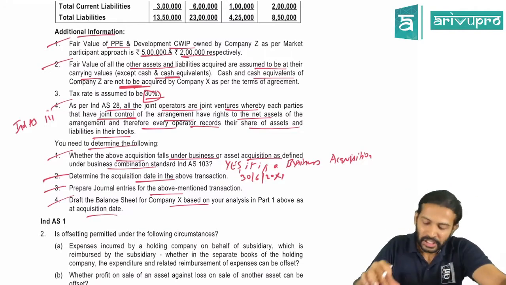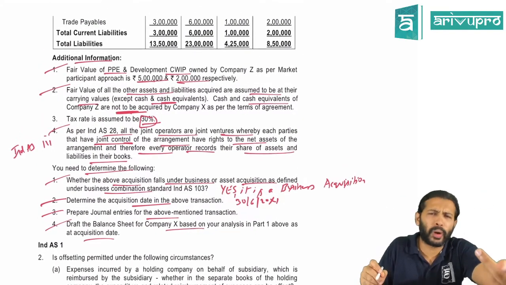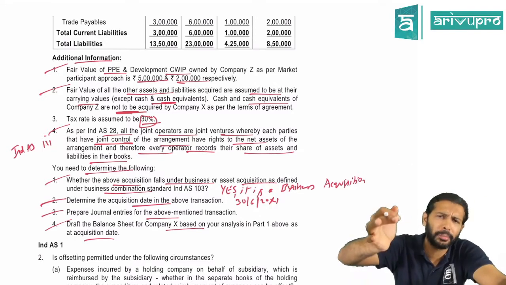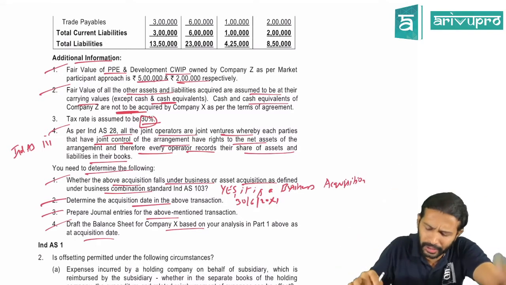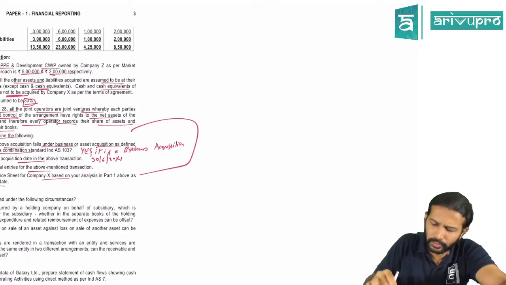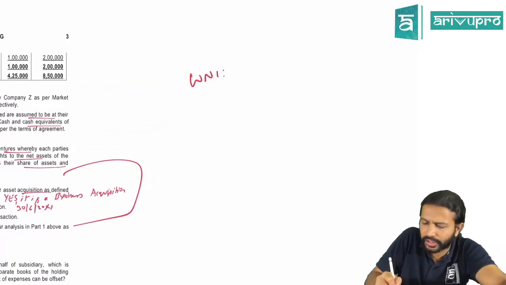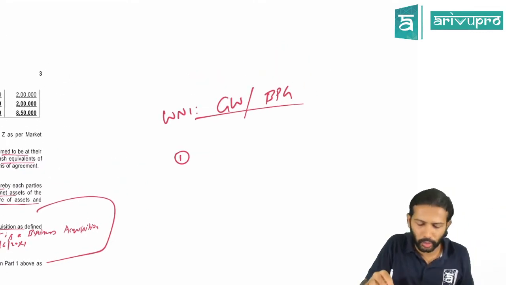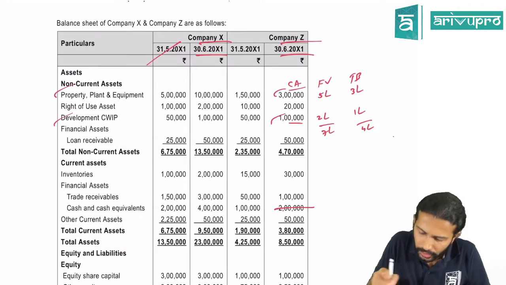Okay, no worries. So now you know the funda. Simple: you have acquired some stake that is a business. So you need to apply the business combination standard and find out goodwill or bargain purchase gain. That's all. So we'll put up one working note to find out goodwill or BPG over here. All the assets you need to take over at fair value. So one by one, let's take all the assets. First asset is what? PPE.